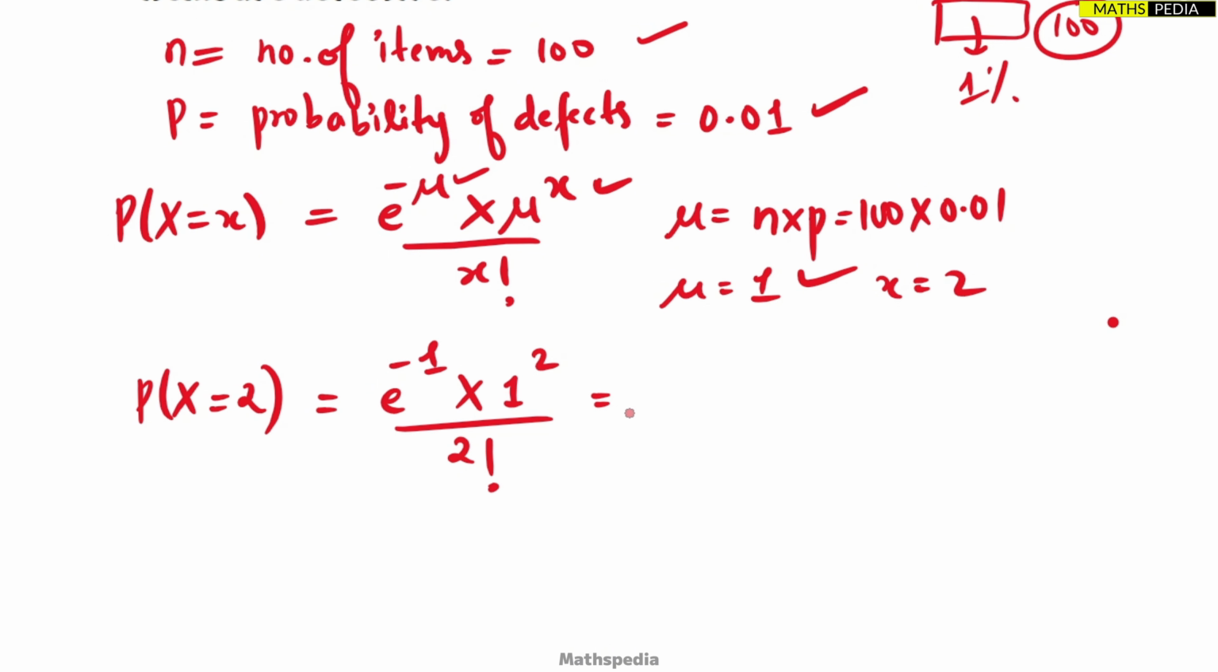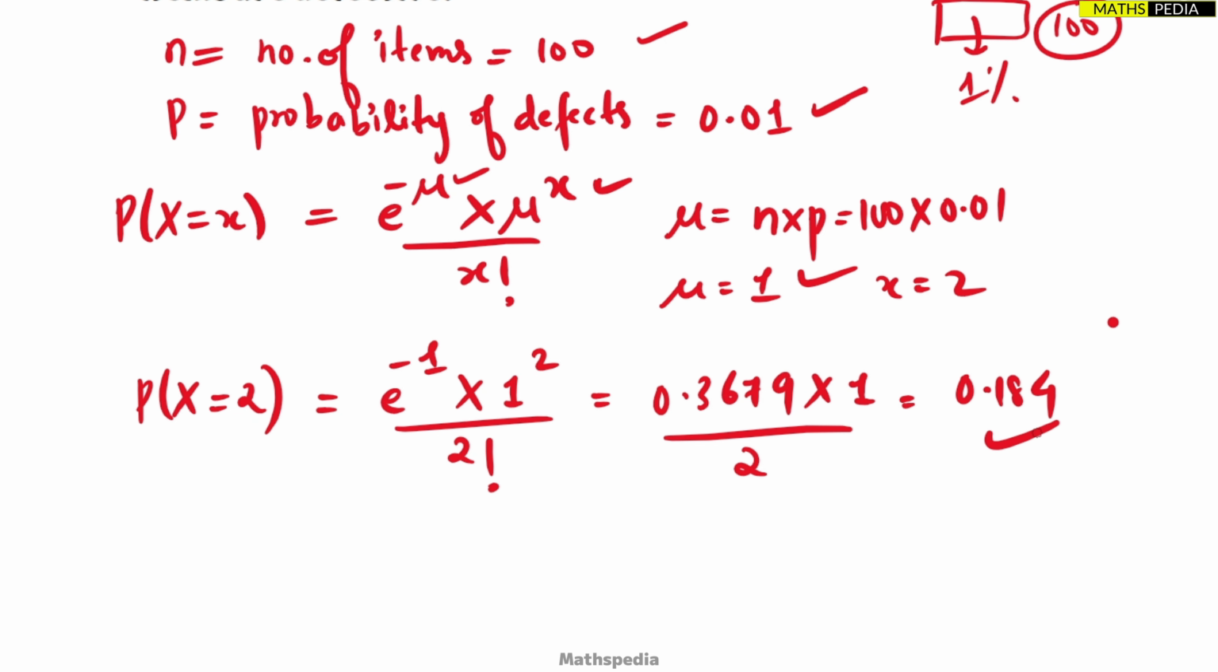So it is equal to e power minus 1, whose value is 0.3679, into 1 square, which is 1 itself. 2 factorial is 2 into 1, which is 2. So you will get the answer as 0.184. So this is the answer. This is an important problem wherein we are converting the binomial distribution into Poisson by using the multiplication of n into p to get the mean or average mu.